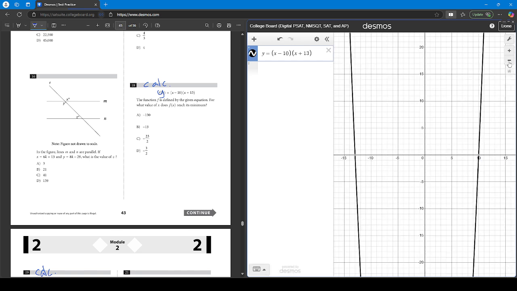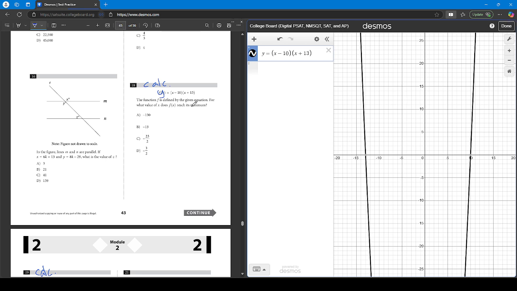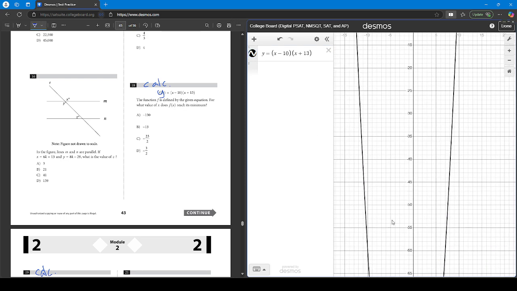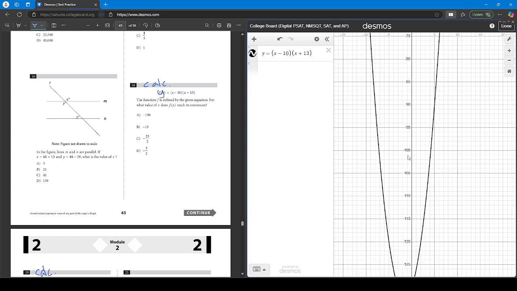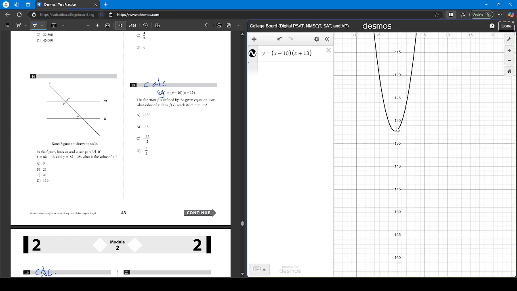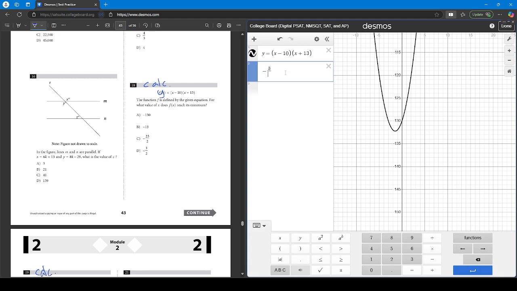Click to the home button, and now I'm going to zoom out, and they want to know for what value of x does f of x reach the minimum. So I want to find the vertex, basically. And we want the x value at the vertex, which is the bottom of the graph. The x value is negative 1.5, which is equal to negative 3/2.